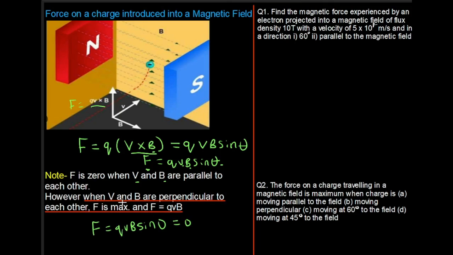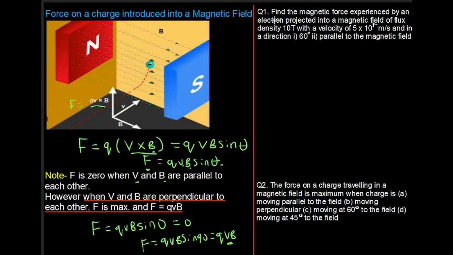Now however, when V and B are perpendicular to each other, the force is maximum. So the force is said to be maximum when V and B are perpendicular to each other. That's to say the angle between them is 90 degrees. So we're going to have F equals QVB sine 90. As sine 90 is 1, that will give us QVB. These points are very important, so please take note of them.